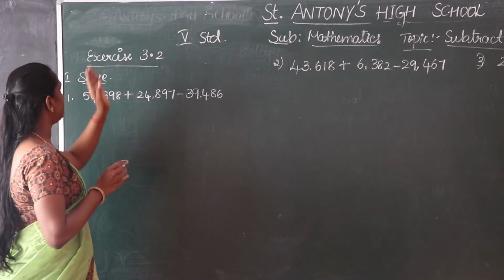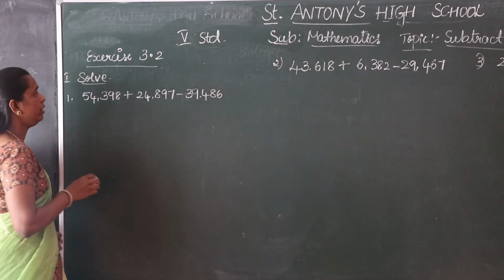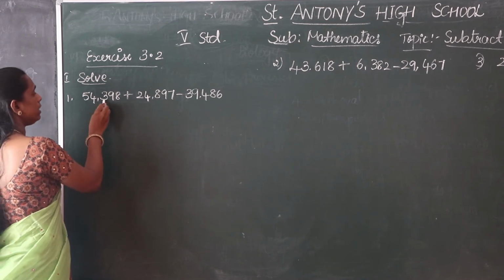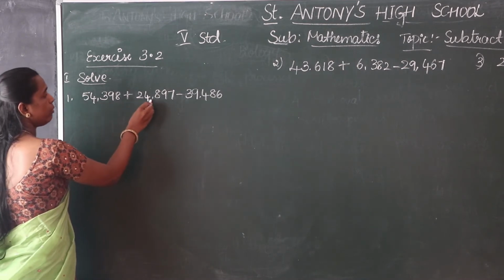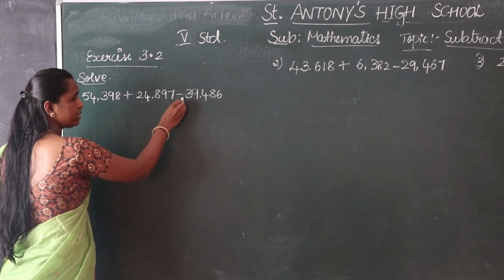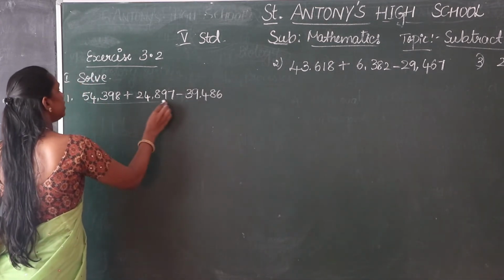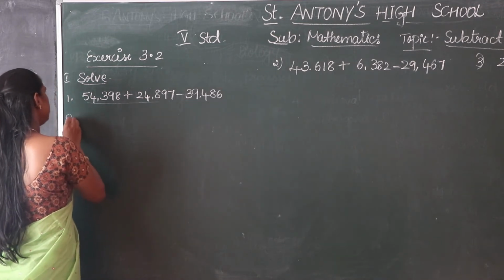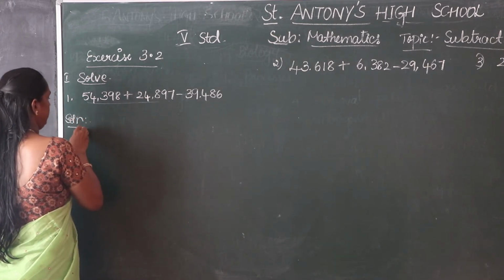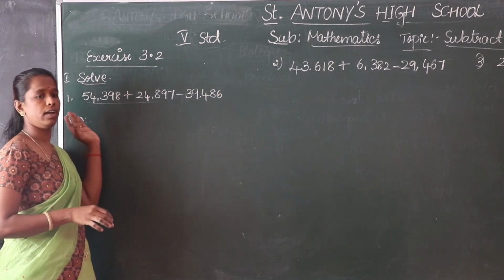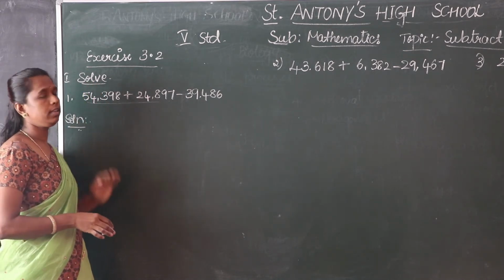So, next exercise: sums. First, solve 54,398 plus 24,897 minus 39,486. First we do the addition for this solution. This is a question based on both addition and subtraction.